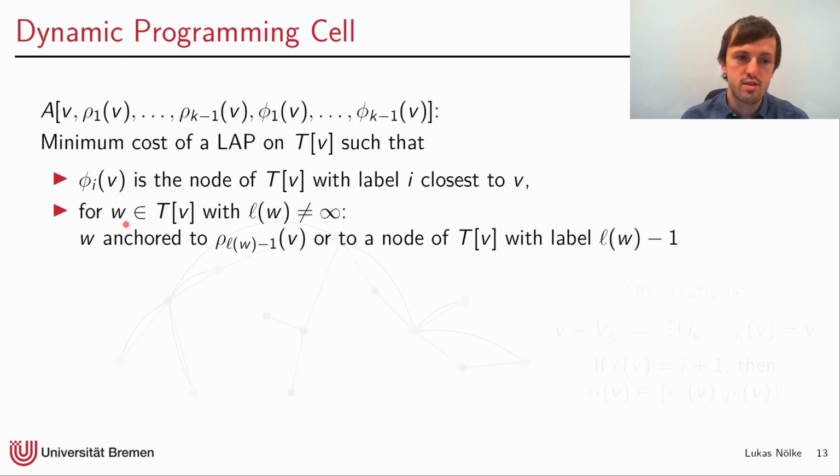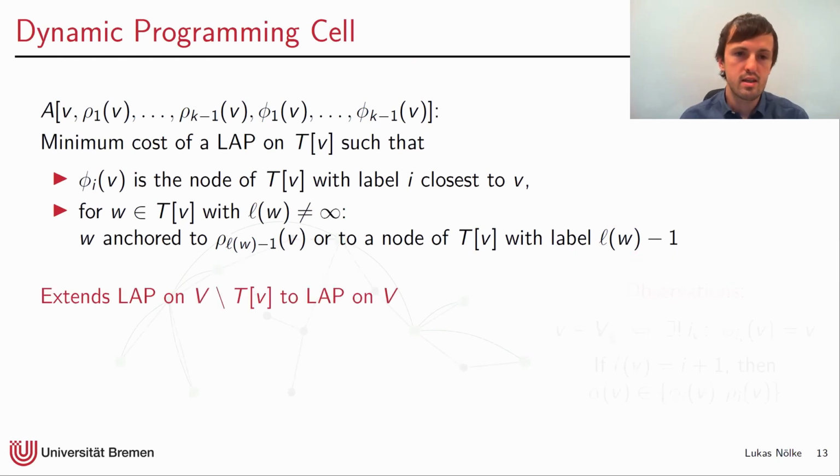And for other vertices in the subtree that are contained in the Steiner tree, so which have depth not infinite, they should be anchored to either the outer anchoring guarantee that is of label 1 less than their own, or to a node of the subtree that is also label 1 less than their own. So intuitively, this should compute an optimal way how to extend a labeling anchoring pair on the graph outside of the subtree to a labeling anchoring pair on the whole graph while respecting these anchoring guarantees that we are given.